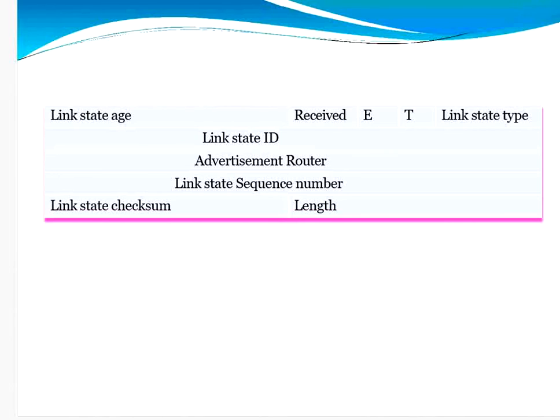So this is all about the link state update packet and how we can use the different link types under it. And we have already discussed the OSPF packet common header, which is used for all the 5 types of packets.